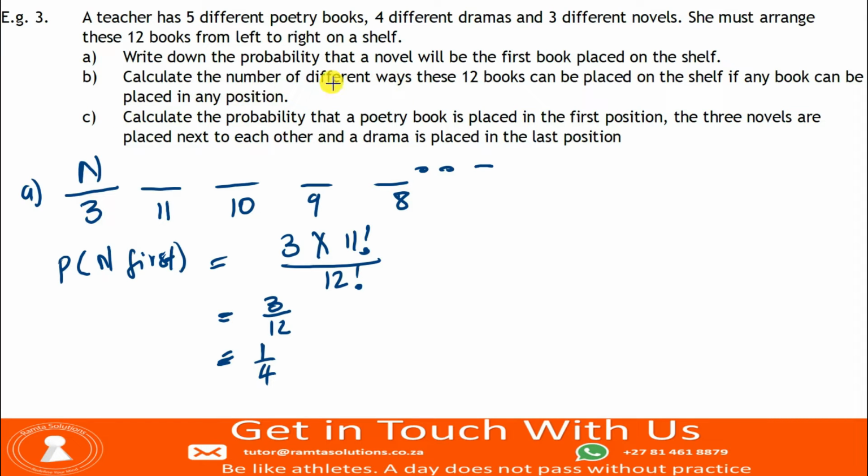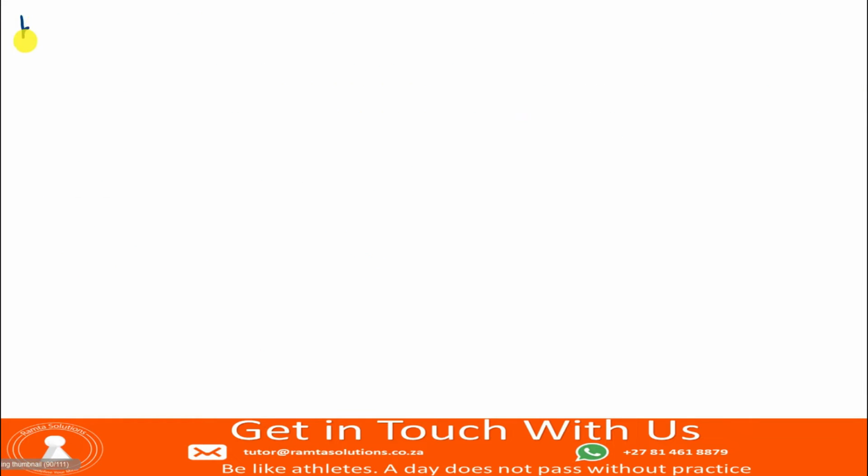Number B, calculate the number of different ways these books can be placed on the shelf if any book can be placed in any position. So here, it can be novels, it can be drama, it can be poetry. It doesn't matter. They didn't tell us which one to start with. They say any. So we're not going to waste our time. For question B, we will say this is 12 factorial ways.